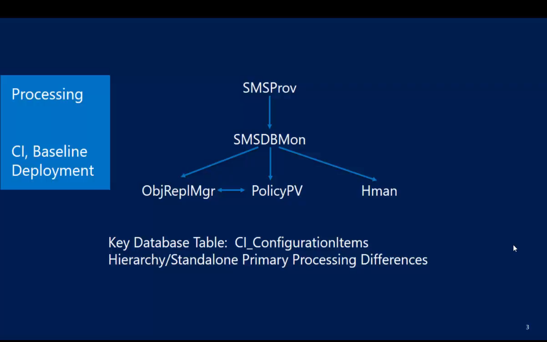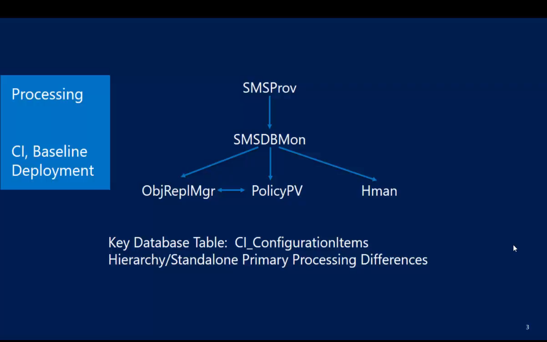Basically, we have the SMS provider. Any work you do in the admin console to create configuration items, to create baselines, whatever that is, gets handled by the SMS provider and ultimately placed in the database. The next component in line is called SMS DBMon, and one of its primary jobs is to watch for changes in the database and then notify components downstream of further work to do. Then you'll notice the objects below, OBJ, REPL Manager, Policy Provider, and HMAN. Those are the components that actually do the work of making sure policy is ready, the clients have what they need, and so on.